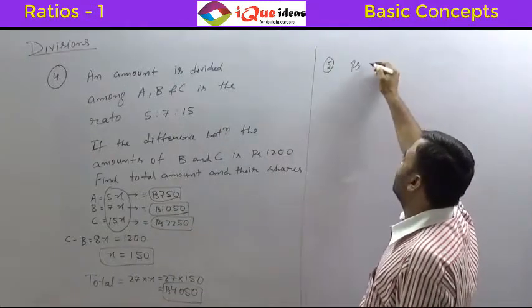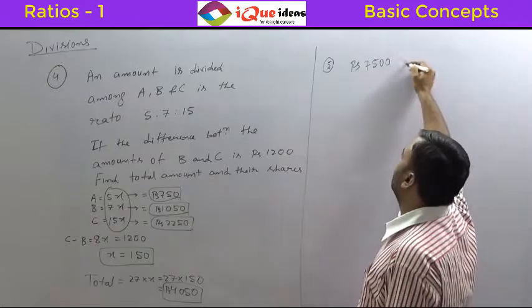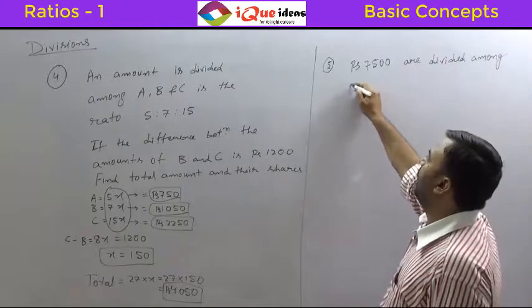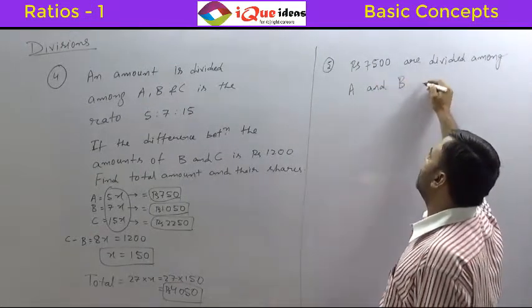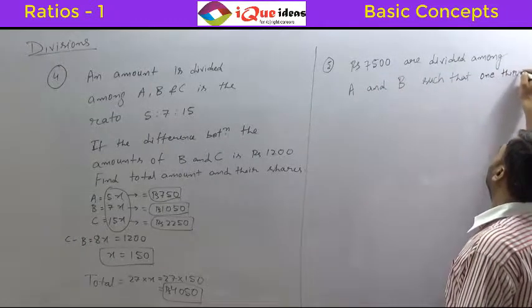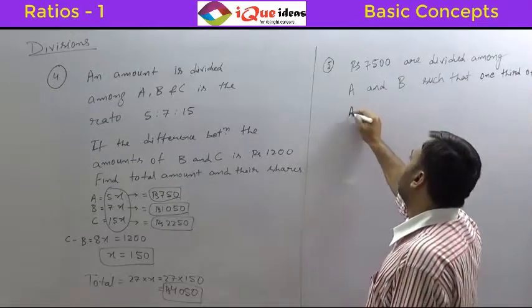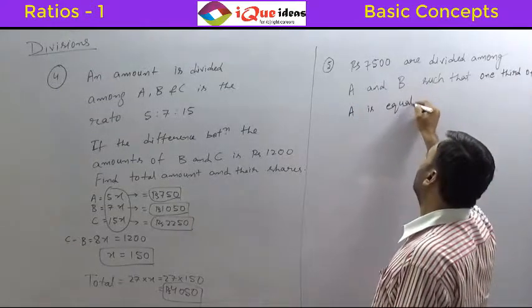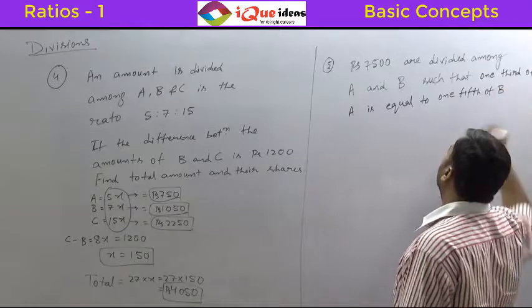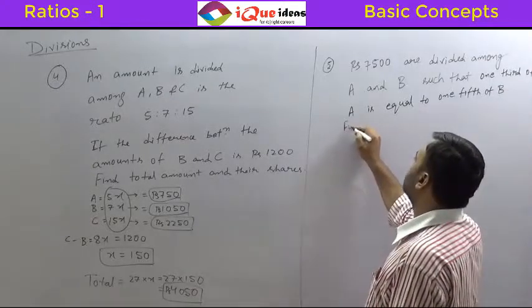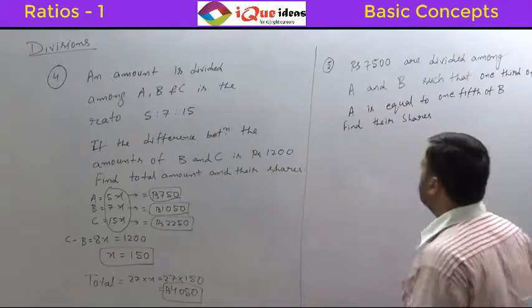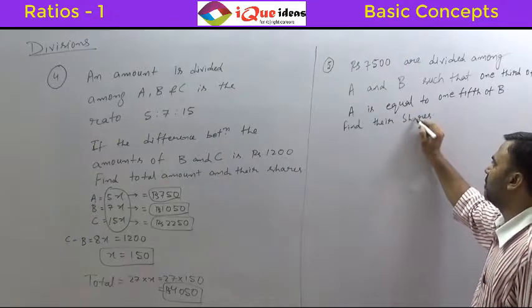Rupees 7500 are divided among A and B such that 1/3 of A is equal to 1/5 of B. Find the shares. Nothing to worry, just a simple word problem, nothing else, nothing more than that.